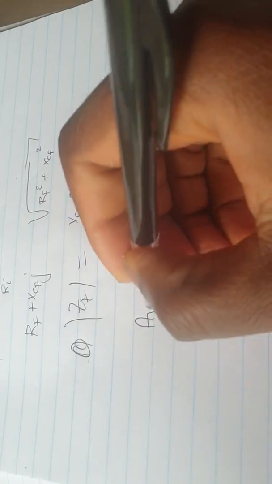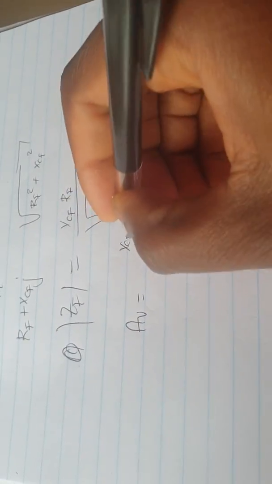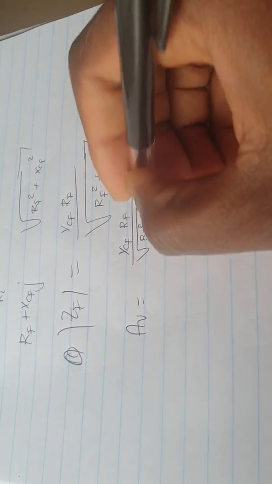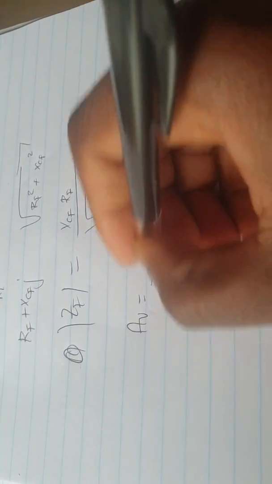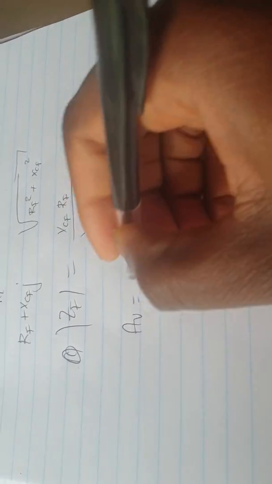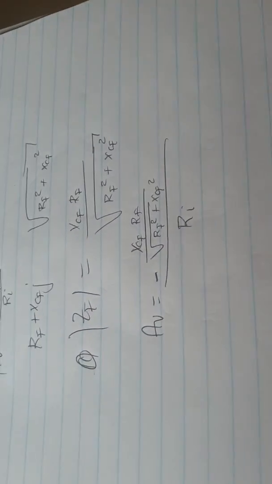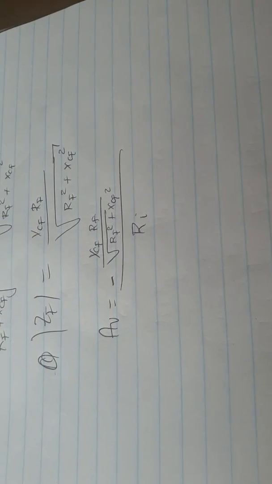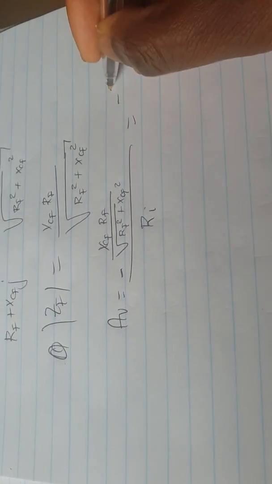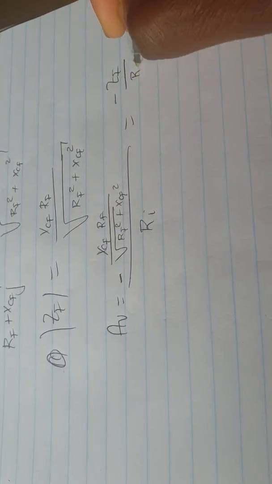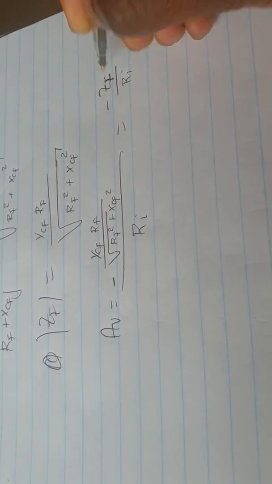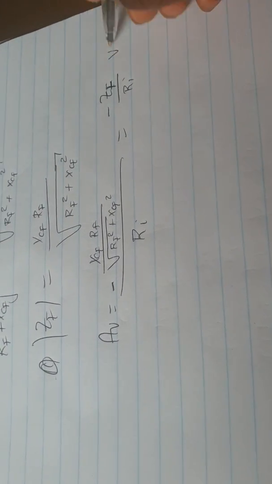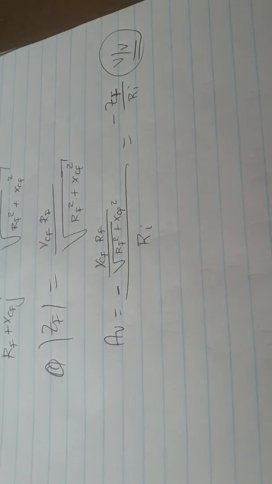So that will lead to our gain being equal to XCF RF over the square root of RF squared plus XCF squared, all of it divided by Ri with a minus there. That will be the gain. Of course, here when we say ZF, we're referring to the magnitude. That is the gain as a proportion, meaning in volt per volt.